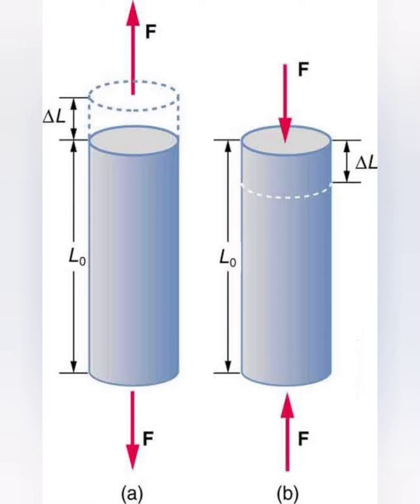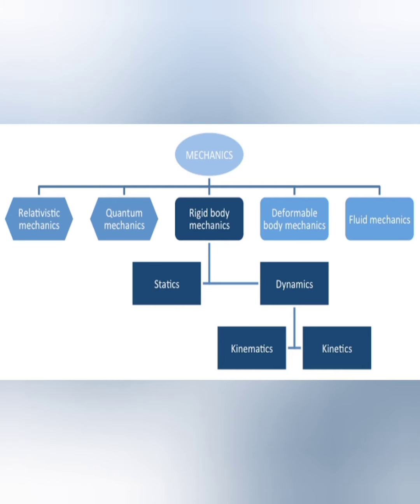So therefore small e equals del L divided by L, where small e is the strain, del L is the change in length of the body and L is the original length of the body. Now let us see the unit. Strain being the ratio of two similar quantities, hence strain has no unit. So that's all about the concept of strain.